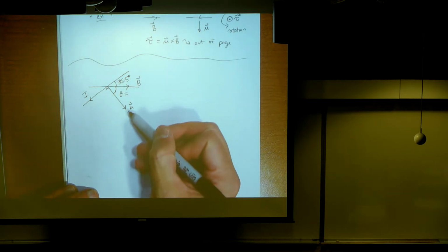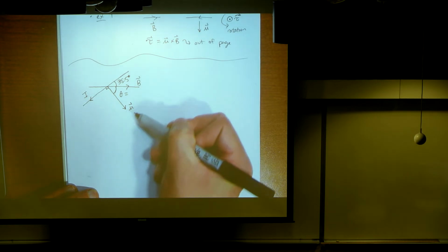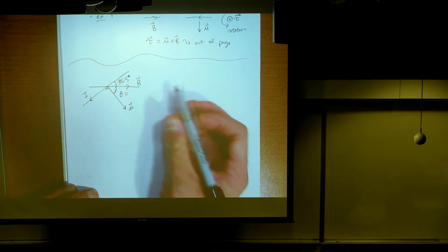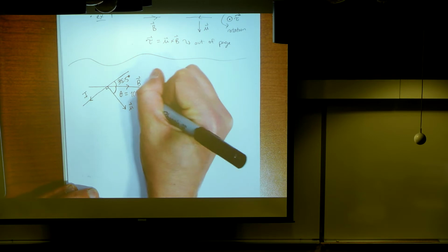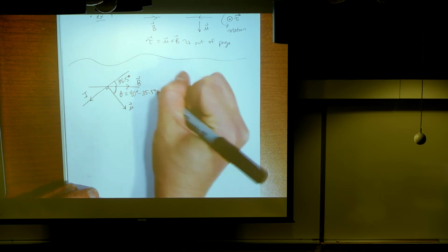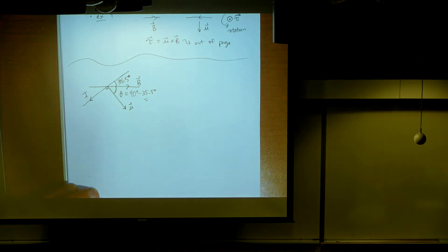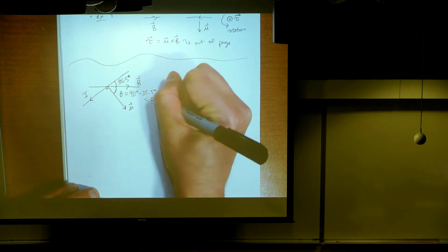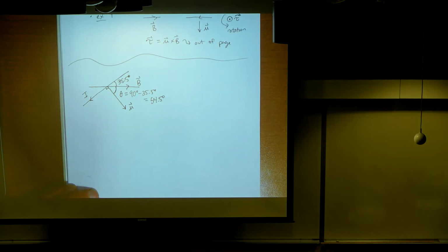I'm interested in the angle between B and mu because I'm crossing those vectors, okay? That's 90 minus 35.5 degrees, which equals what? 54.5, yeah. So actually, that's the angle that's going to be relevant in our calculation, okay?